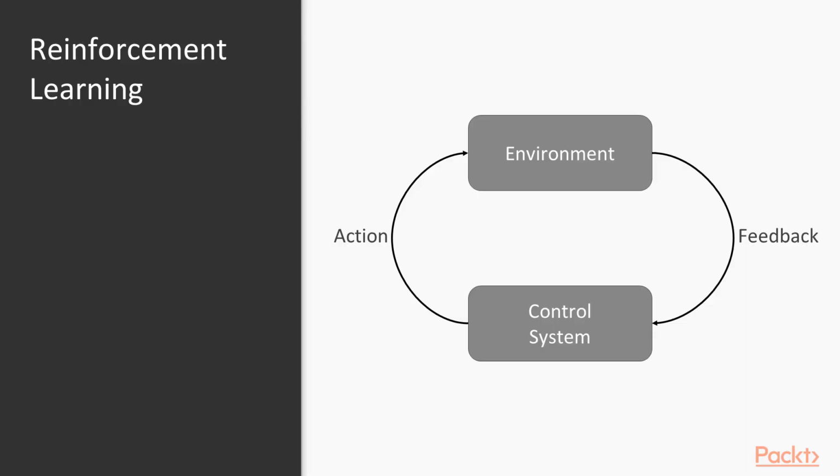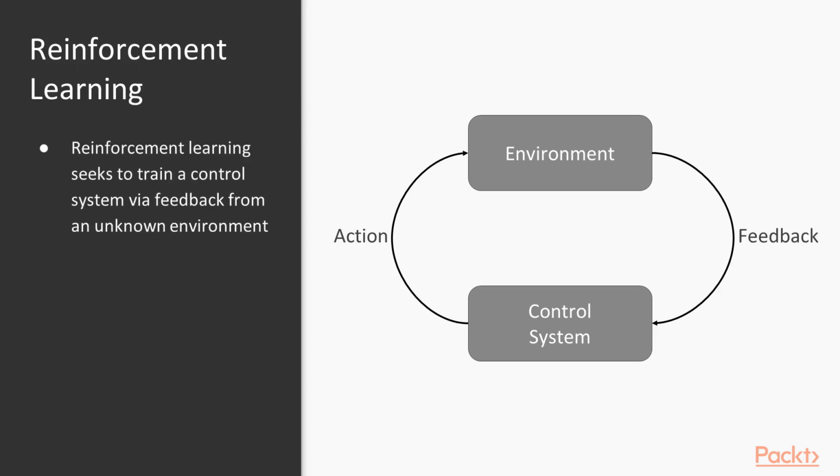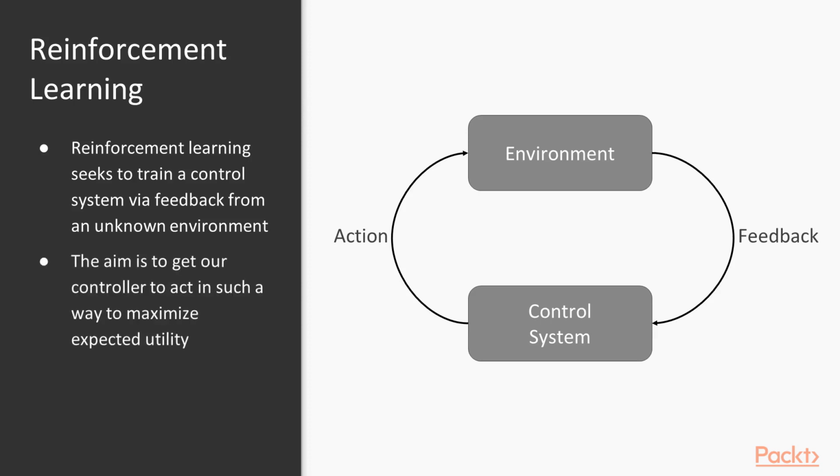Now, we're going to begin just talking about what reinforcement learning is, because it's quite different to standard supervised learning. In reinforcement learning, you're training up a system that's going to take actions in an environment. So it's going to control the environment. It is going to learn which actions to do by obtaining feedback from the environment. The aim, of course, is to get our control system to act in such a way as to maximize the value of the environment to it.